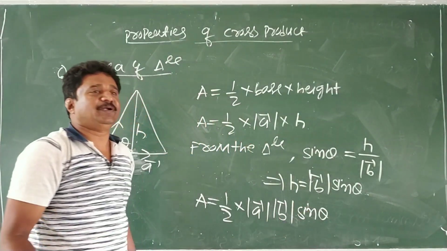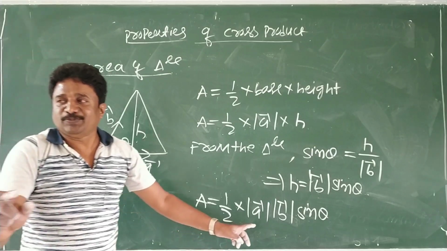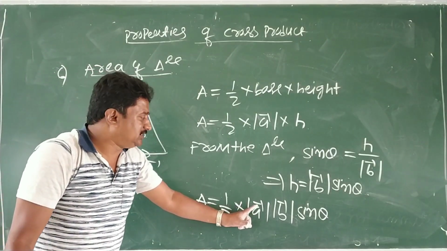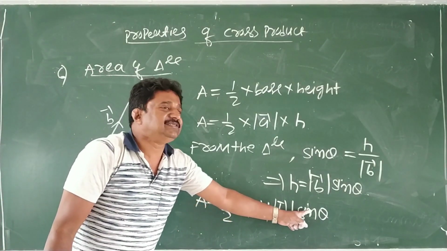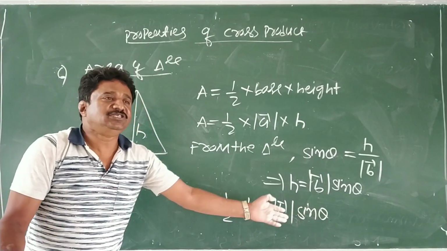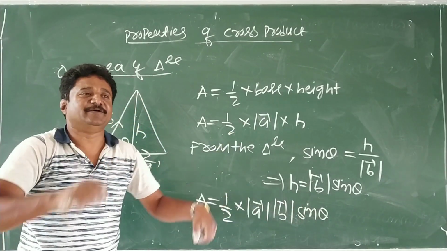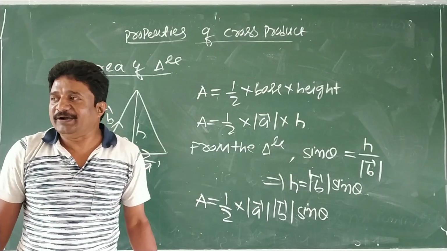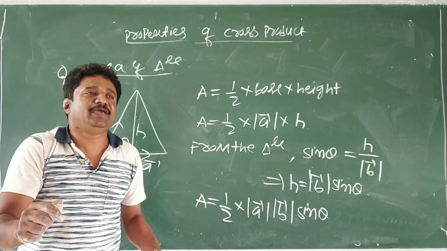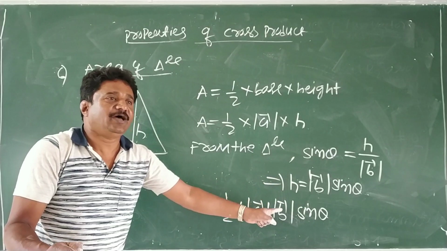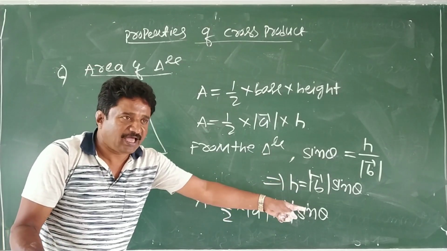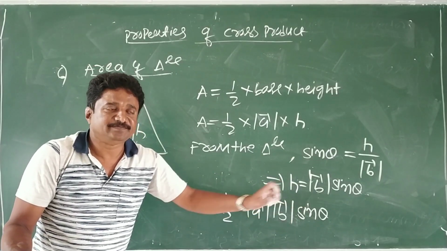Just before I explain, students, you can see this in the first property. What is this? Length of A, length of B, sin theta is equal to what? Magnitude of A cross B. How much is magnitude of A cross B? Length of A into length of B into sin theta. We don't have n cap here, so this is not A cross B.